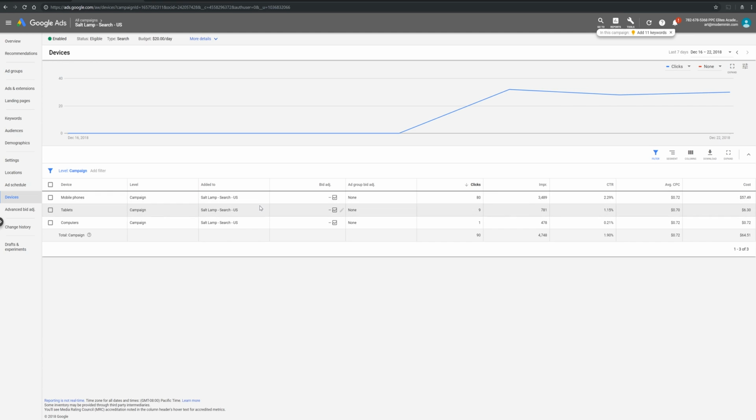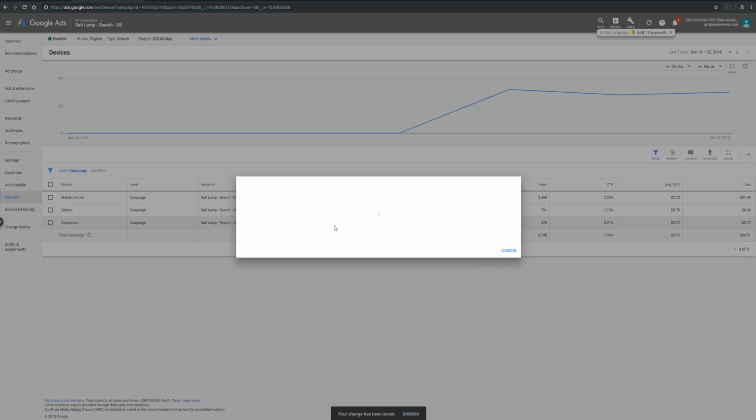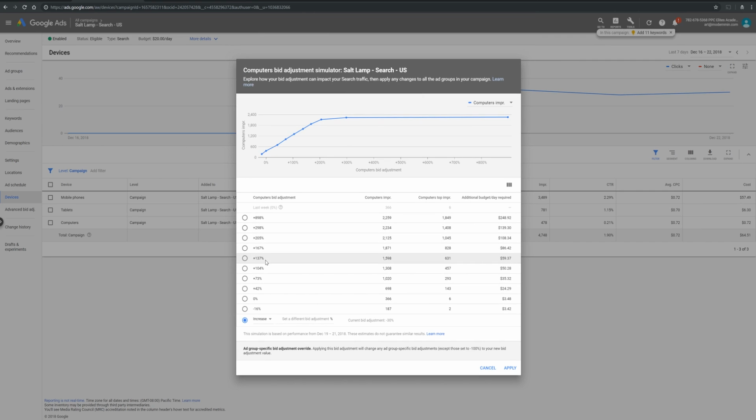And this is one of the most important ones where you can really see where the majority of traffic is coming from. And 99.99999% of the time, it's going to be from mobile phones. So I can see that computers is doing completely horrible. So what I'm going to do on this is very simply do a negative, let's do negative 30%. All right. And then they also give you these cool little tools, bid simulator. All right. So this will give you some cool information if you increase it or decrease it.